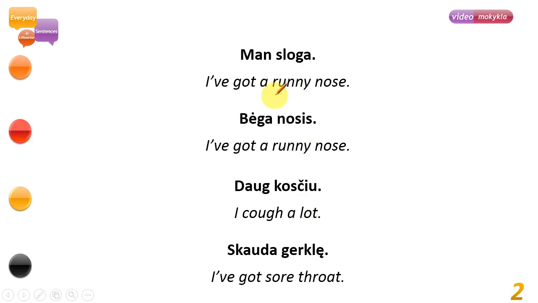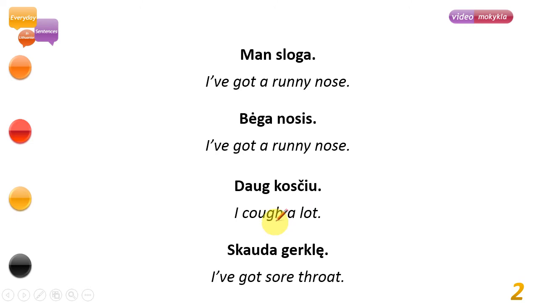But when you've got a runny nose, you can also say bėga nosis or man bėga nosis. For me, the nose is running. Literally, bėga means is running, and nosis means nose. So the nose is running. I've got a running nose. Daug kosčių.